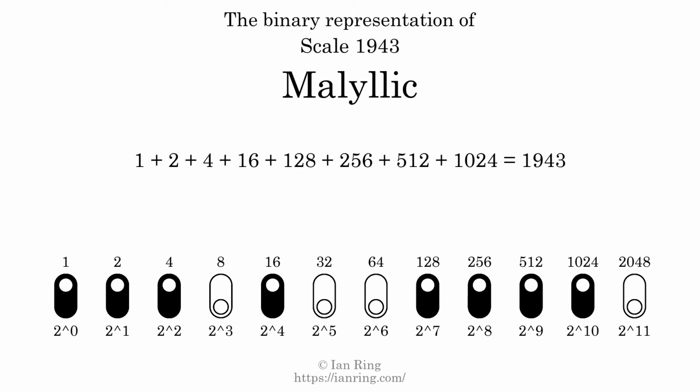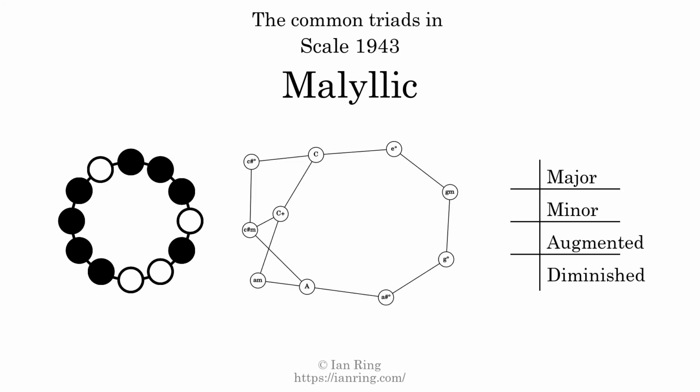The scale number not only enumerates the scale with a unique index, but it also literally describes the tonal content of the scale. Represented as a binary number in base 2, the scale number is 0111100101111. Here are the common triads present in this scale.